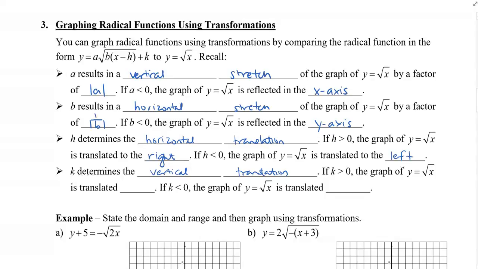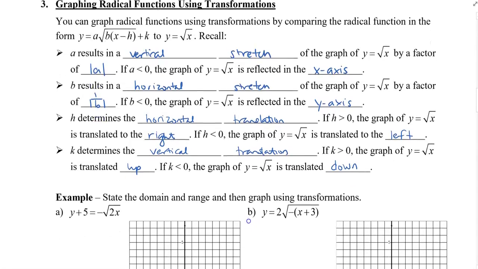And it's on the outside. And if k is greater than 0, the graph of y equals root x is translated up. And then when it's less than 0, the graph is going to be translated down. All right, so let's take a look at a couple examples.